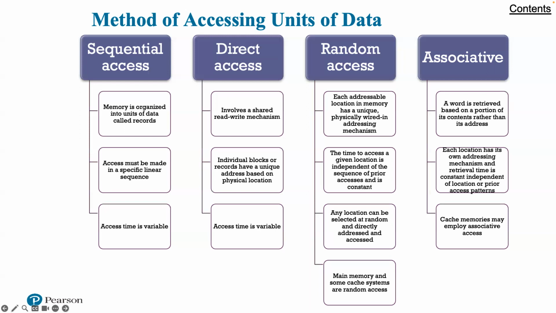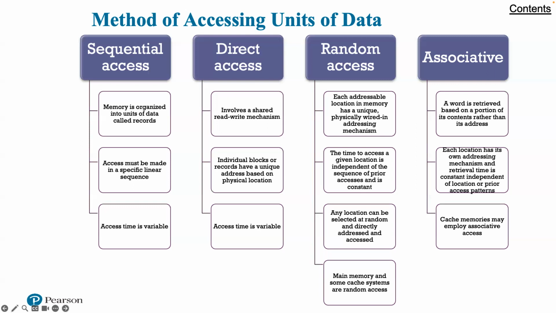Next, we have direct access. As with sequential access, direct access involves a shared read-write mechanism. However, individual blocks or records have a unique address based on physical location. Access is accomplished by direct access to reach a general vicinity plus sequential searching, counting, or waiting to reach the final location. Again, access time is variable. Disk units discussed in Chapter 6 are direct access. So you're seeing that we're talking about some concepts, and then we're going to be having some more deep discussions as we move forward in the course.